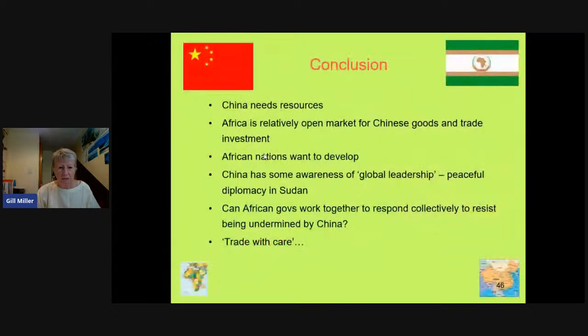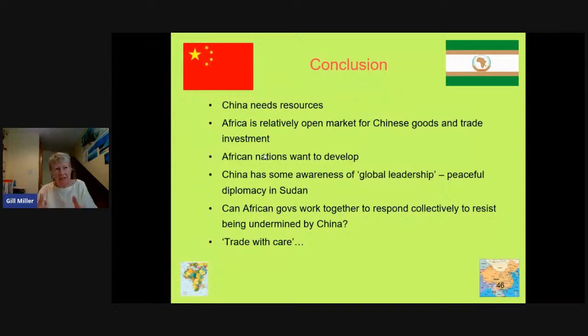So to conclude, China does need resources. It can get them in Africa. China is open for Chinese goods. Africa is open for Chinese goods and trade and investment. The African nations want to develop. China wants to exercise some global leadership. But the key thing is, can these two sides work together?